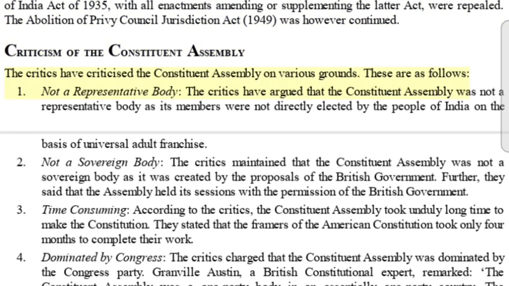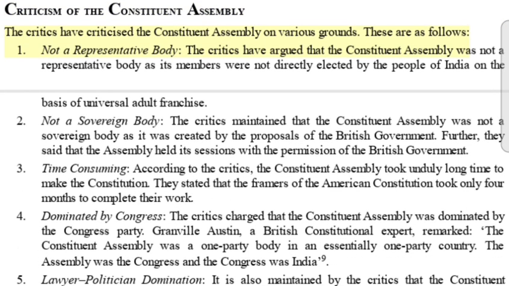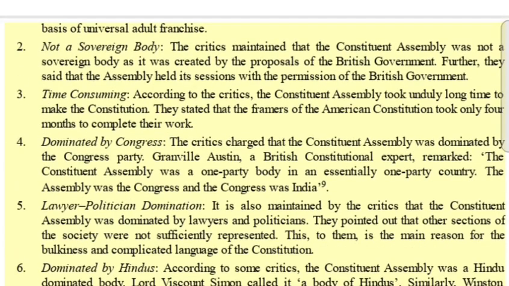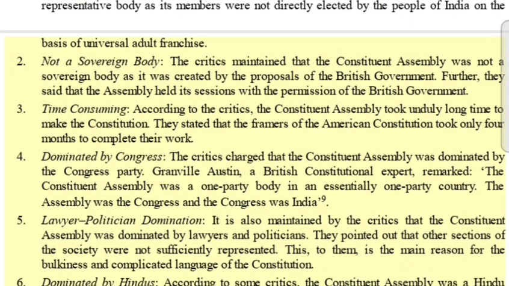The critics have criticized the Constituent Assembly on various grounds. These are as follows. 1. Not a representative body. The critics have argued that the Constituent Assembly was not a representative body as its members were not directly elected by the people of India on the basis of universal adult franchise. 2. Not a sovereign body.